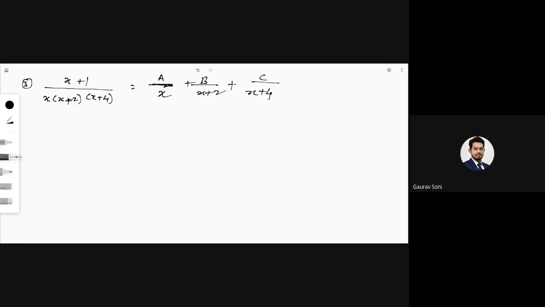Yes. So this will be x plus 1 is equal to a into x plus 2, x plus 4, plus b into x plus 4, plus c into x plus 2. What values of x are we going to put? Anyone? Prajwal? Prajwal, are you there?